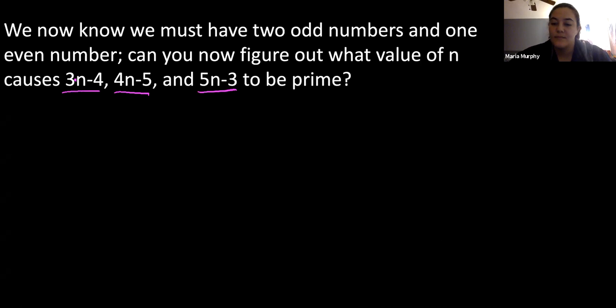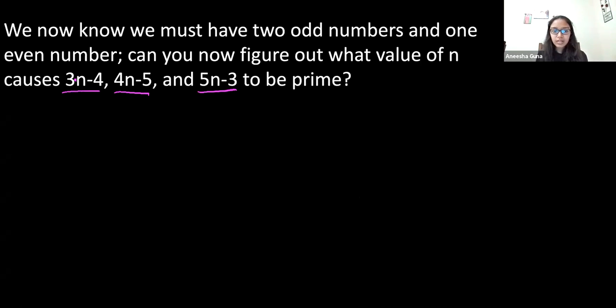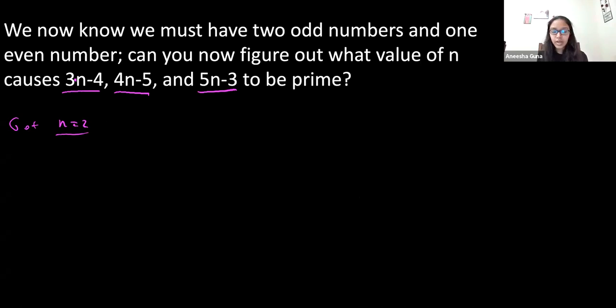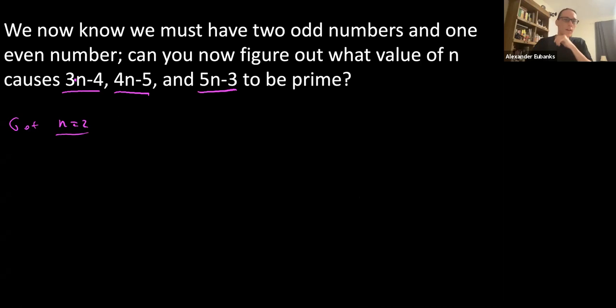Oh, yeah, sorry. So I got 2 because I got that 3n minus 4 is the number which has to be even, which means it has to equal 2. So I just did 3n minus 4 equals 2, and then I solved for n, and I got 2. I see. Okay, so you did 3n minus 4 equals 2. Yes. Cool beans. And that's the only even prime number. That's why I did that.